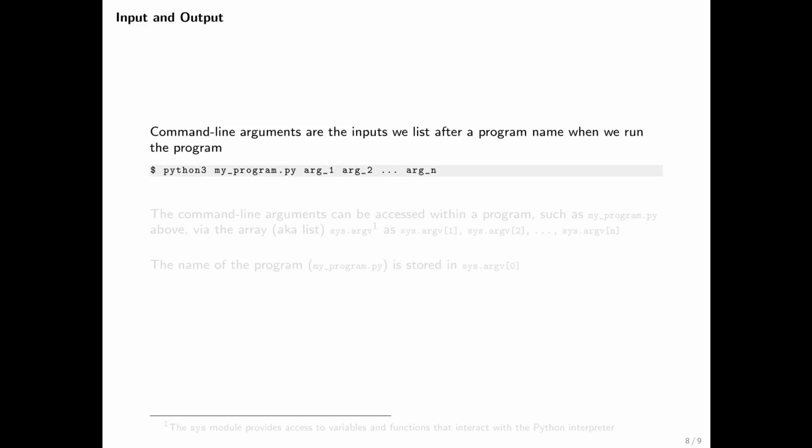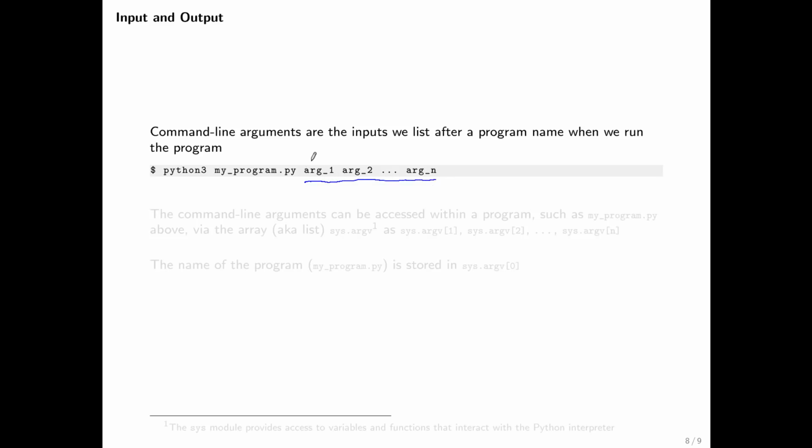Well, command line arguments are basically inputs to a program, and the way you specify them is by simply listing them right next to the program name when you run the program. So for example, if your program is called myprogram.py, the way you run that is by saying python3 myprogram.py, and then you can list any number of command line arguments or any number of inputs by just listing them next to the program name.